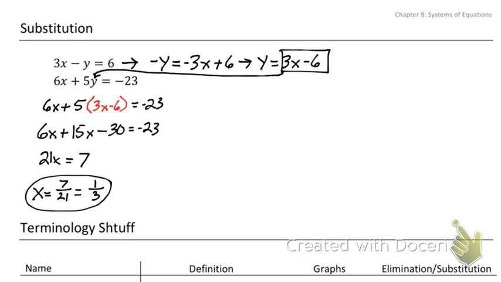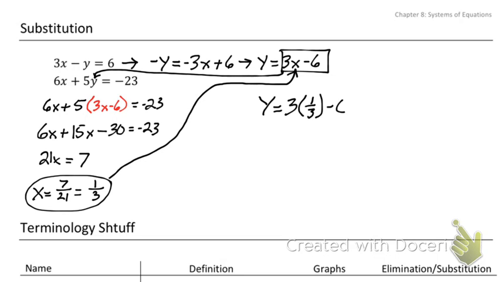But I'm going to make my life a lot easier on myself. We already know y equals 3x minus 6. So the easiest thing to do is just take this value and plug it in for that x. So that's going to give me y equals 3 times 1/3 minus 6. Y is going to equal 1 minus 6. Y equals negative 5.